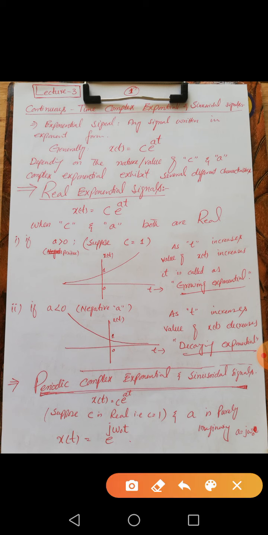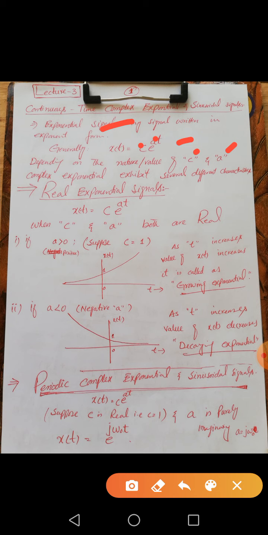Any signal written in exponent form can be named as an exponential signal. Generally we write the exponential signal as x of t equal to c e power a t, where c is a number and a is a number. Depending on the nature and the value of c and a, the complex exponential signal's behavior does change.